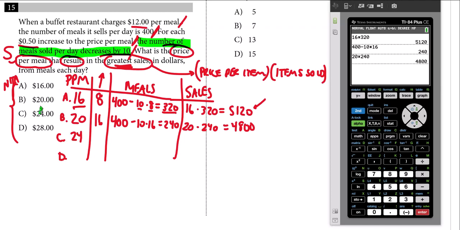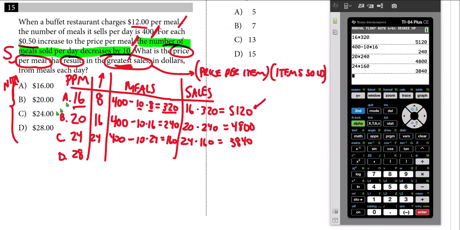24, that's a $12 increase. That means 24 50-cent increases. I'm going to do 400 minus 10 times 24, that's 240. This is going to be 160. Again, I could check that in my calculator if I needed to. That's 24 times 160. Let me find out what that is. 24 times 160 is 3840. I'm going down and down and down. Let's see if answer choice D pops back up for some reason.